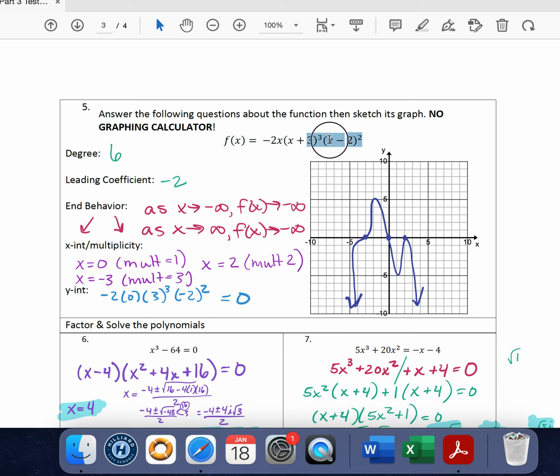The multiplicity of 2, it's going to bounce, which is why we bounce at 2. It's going to level off at negative 3. That's me leveling it off. And then it's just going to go through at 0.